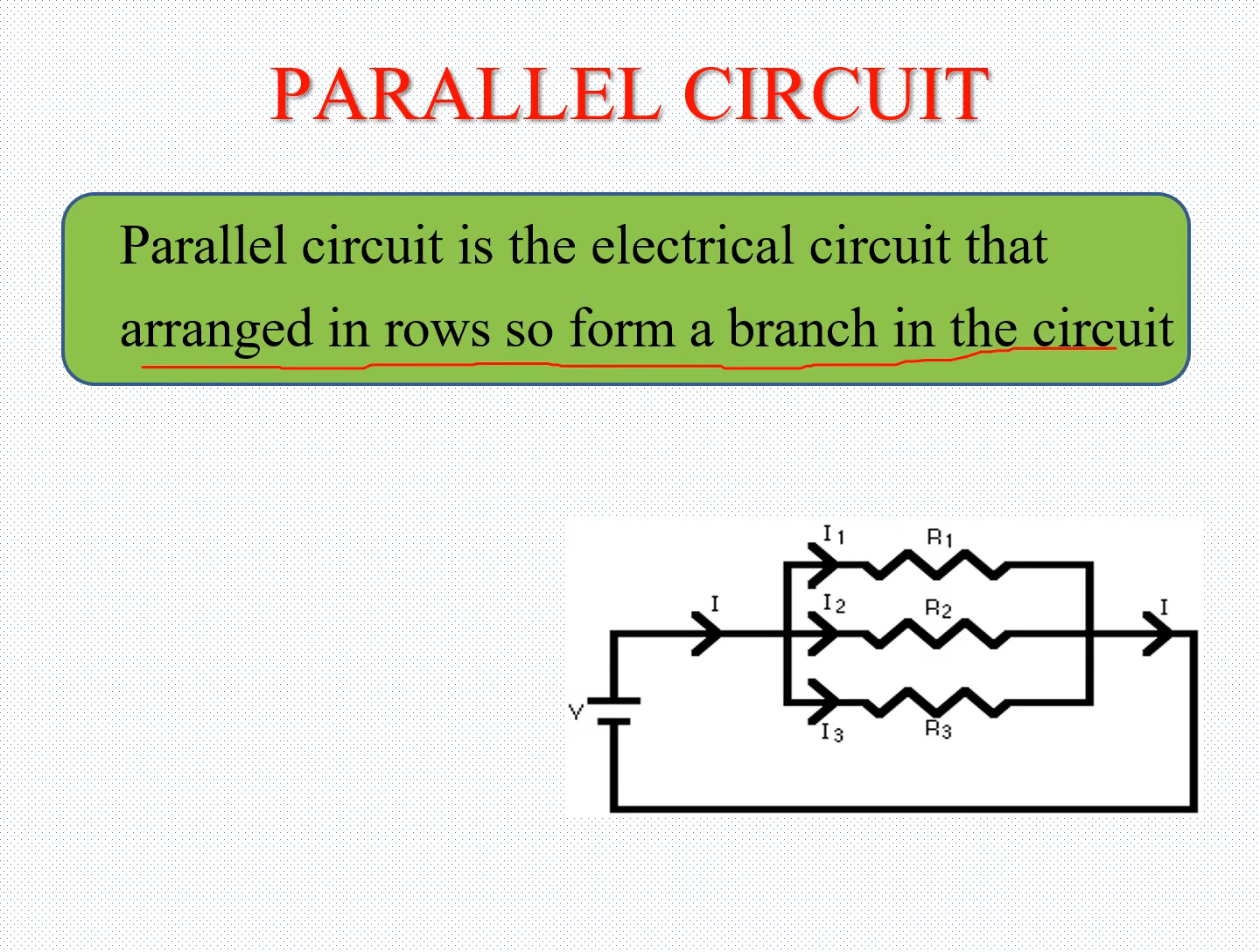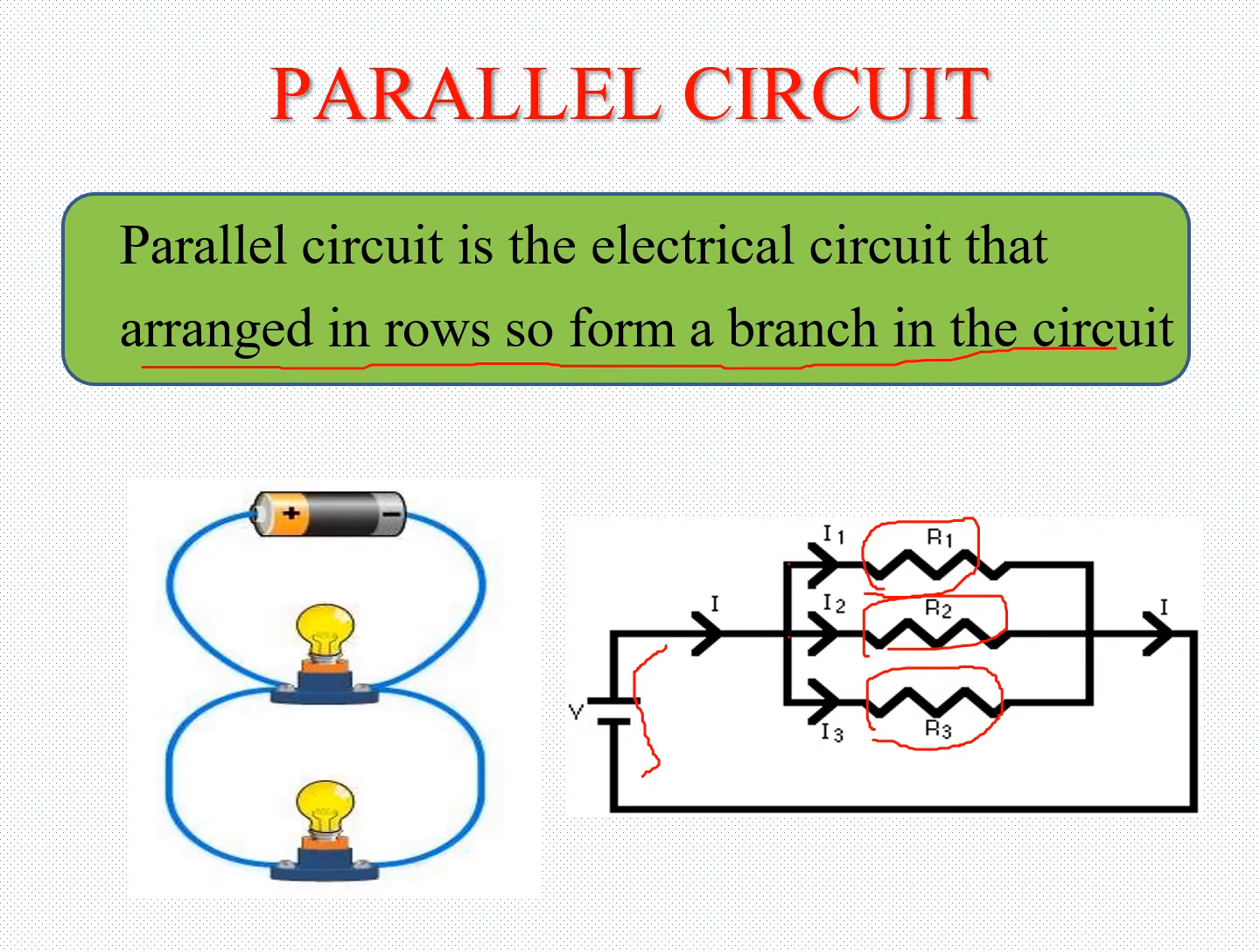I have considered here an example of three resistances. This is the first resistance R1, this is the second resistance R2, and the third resistance is R3. All these three resistances are connected in a row. You can see that the end points are connected to each other and the whole combination is given the supply voltage V. So in a parallel circuit, the elements are connected in a row.